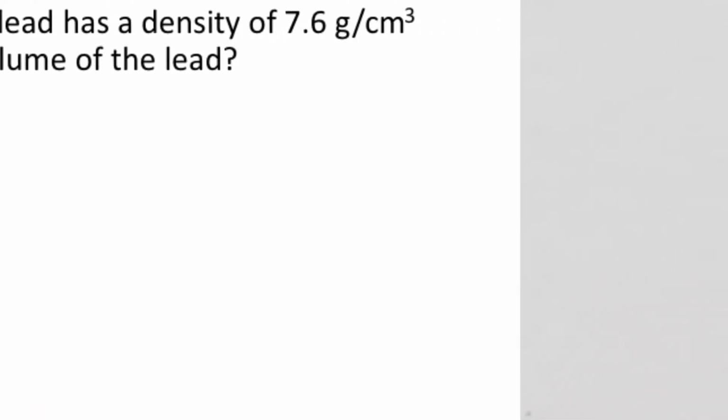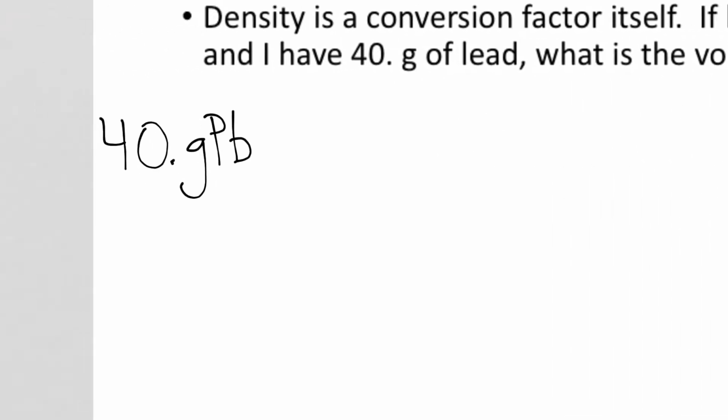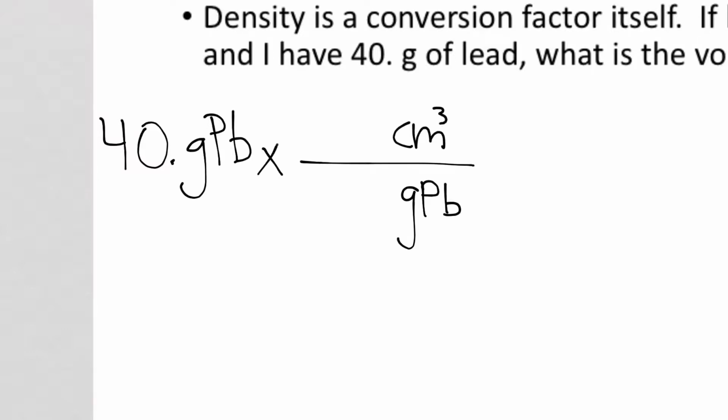And we want to know what is the volume of lead based off that same mass. And this is where density comes into play. So if grams is on top, then grams would need to be on the bottom, so it cancels out. What are grams related to? They're related to centimeters cubed of lead.